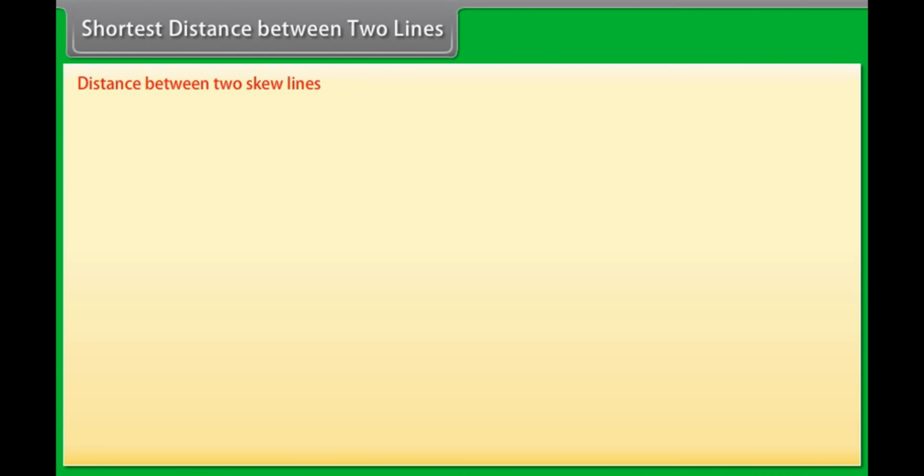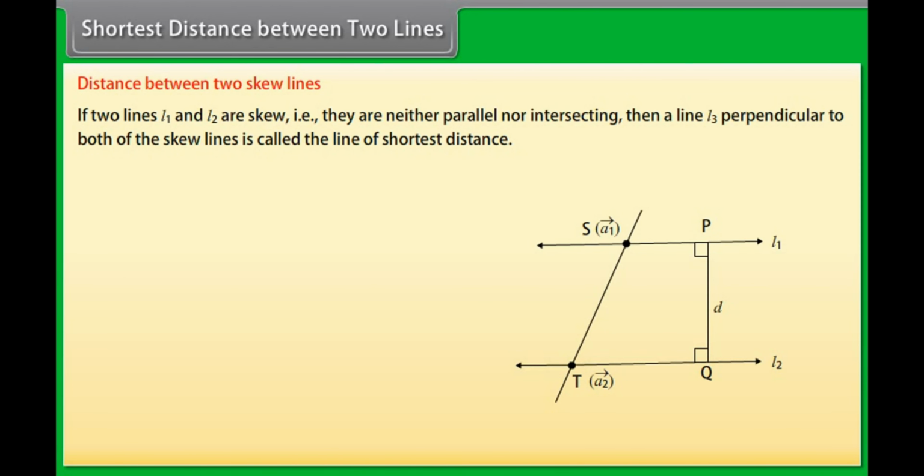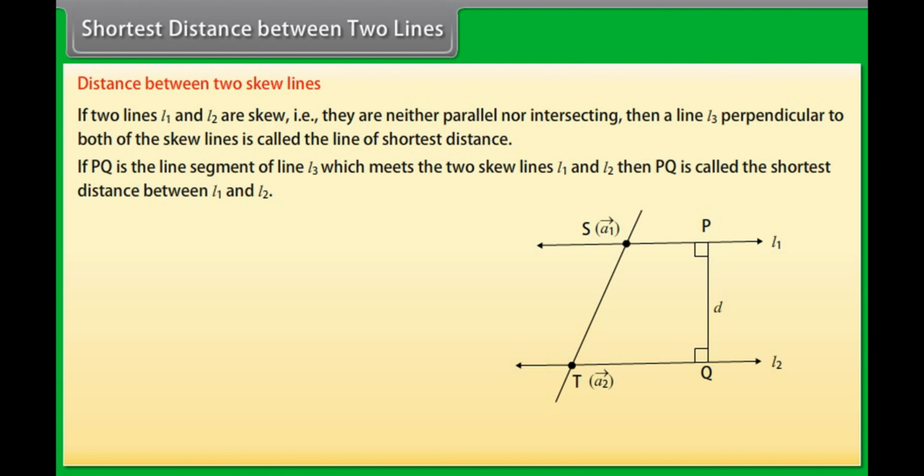Shortest distance between two lines. Distance between two skew lines. If two lines L1 and L2 are skew, that is, they are neither parallel nor intersecting, then a line L3 perpendicular to both the skew lines is called the line of shortest distance. If PQ is the line segment of L3 which meets the two skew lines L1 and L2, then PQ is called the shortest distance between L1 and L2.